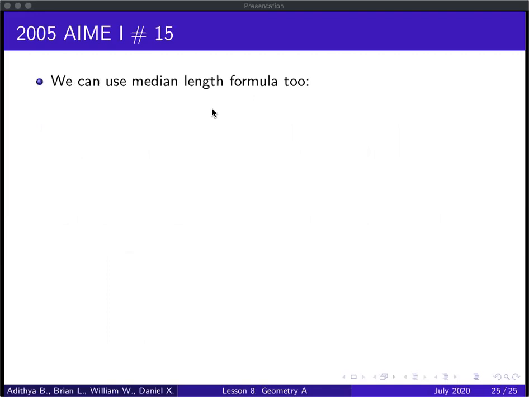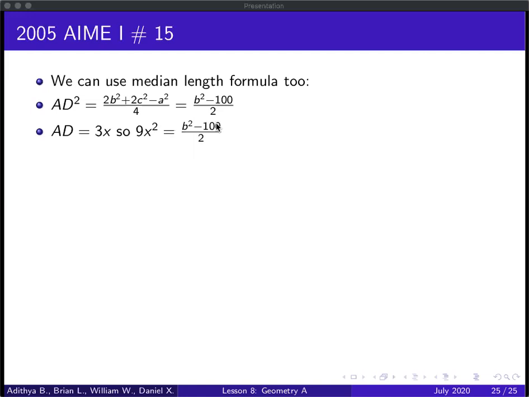So this follows from Stewart's theorem, and it's also a useful formula on its own. AD squared should be 2B squared plus 2C squared minus A squared all over 4. Now we know what C and A are, so we can plug that in and find that it is B squared minus 100 over 2. But since AD equals 3X, we can put the X into that equation. So 9X squared is B squared minus 100 over 2.